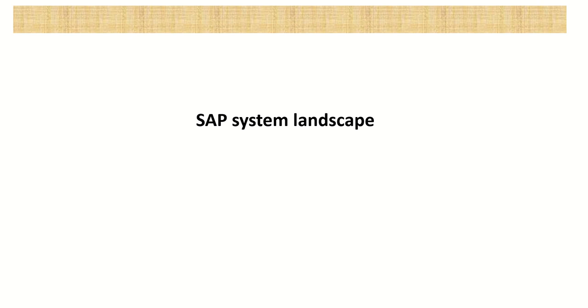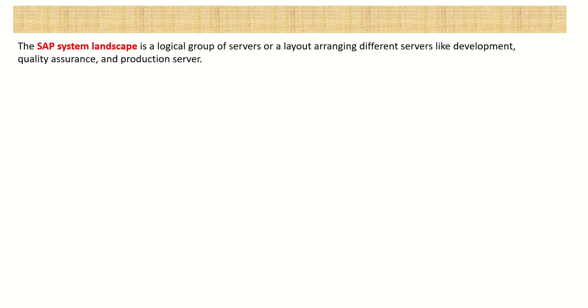Hi, welcome back. So the next topic in SAP we are going to learn is to understand the SAP system landscape and the logon environment. So let's first see the SAP system landscape. A system landscape is an arrangement of different servers, like development, quality, and production. So we can call it a logical group of servers, or a layout arranging different servers in a proper route.